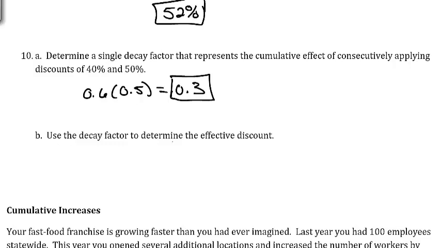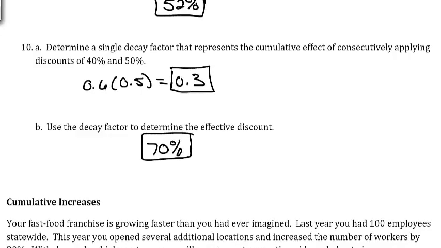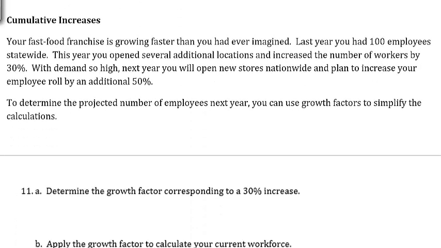Use the decay factor to determine the effective discount. 0.3 would reflect a 70% discount. So that would be 30% that was remaining, and the discount would be 70%.